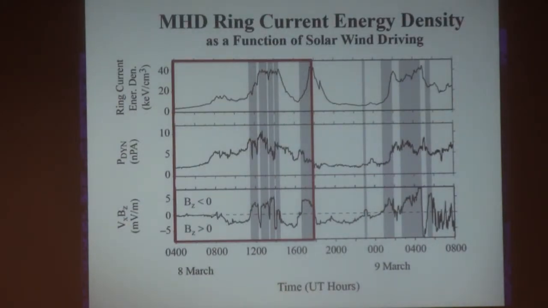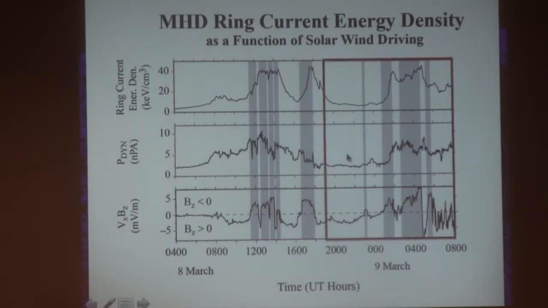So we've separated this into 2 portions, 0400 UT to 1830 UT, right before the high-speed stream. And the second portion is going to be afterwards at about 1900 UT up until the end of our simulation. And the data I'm going to show you, I've tried to correlate the ring current energy density to what's happening in the solar wind.